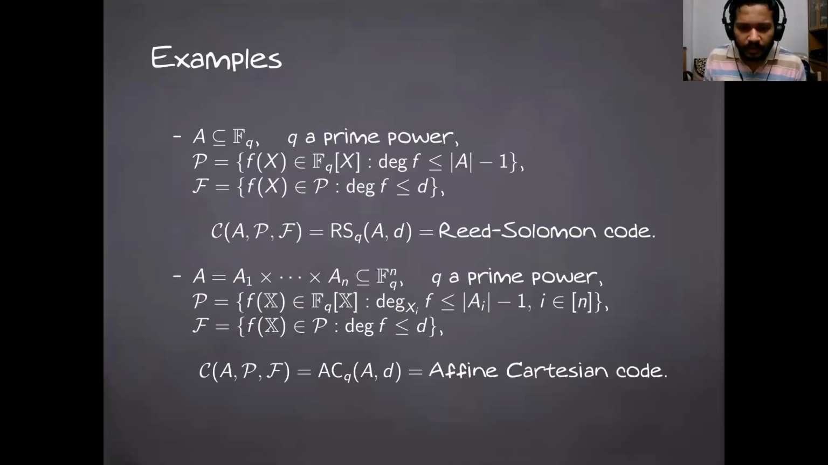So Reed-Solomon codes are, in the univariate case, evaluated on a finite set of points. And when you extend it in an analogous way to Cartesian products of sets in a multivariate setting, you get what is called an affine Cartesian code. They are also called Reed-Muller codes over finite grids in some sense.